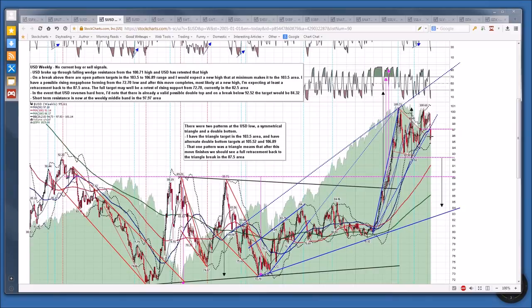This will need to reverse. I've got my lowest level of support at about 94. So if we get under 93, then actually this double top may be breaking down.